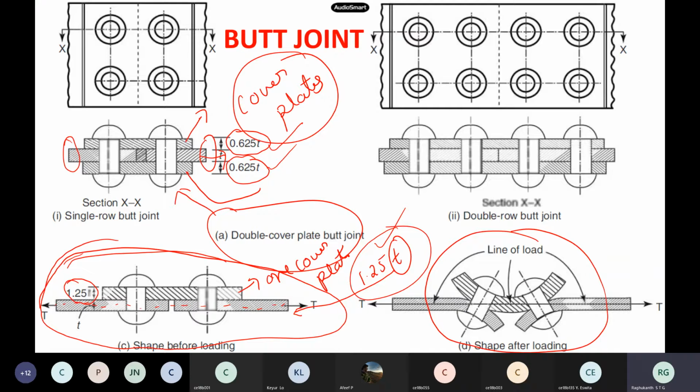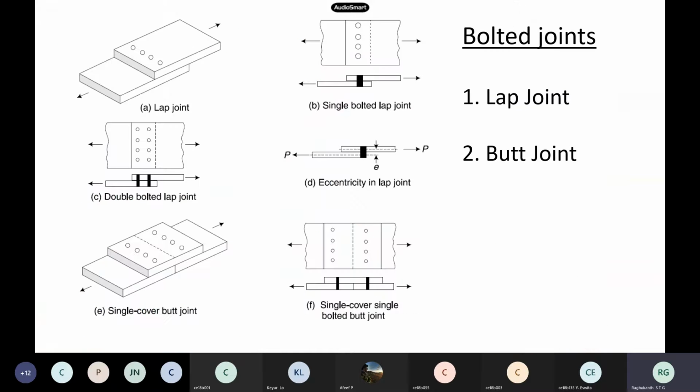So now, among the single cover butt joint, there is the double cover butt joint. So this is a symmetrical arrangement. Here, once again, above you have a cover plate adjoining, below there is no cover plate, so you may see these types of failures also. Okay, so now the same thing I'm showing: the lap joint and the butt joint. So let us see how to design the lap joint and then the butt joint.